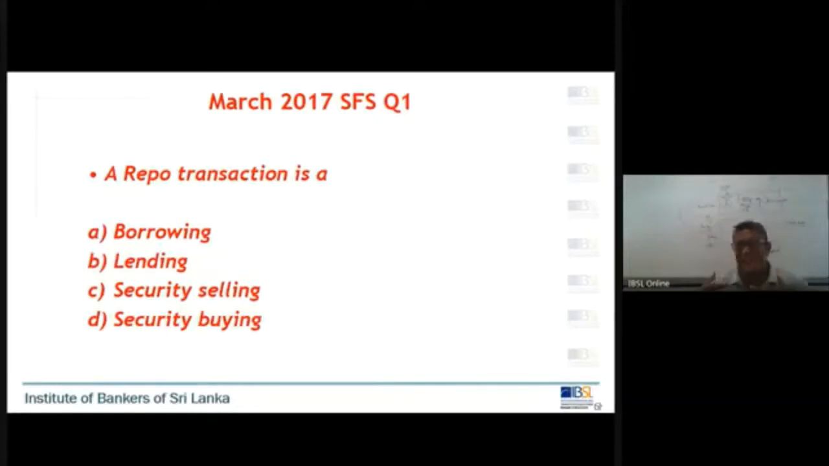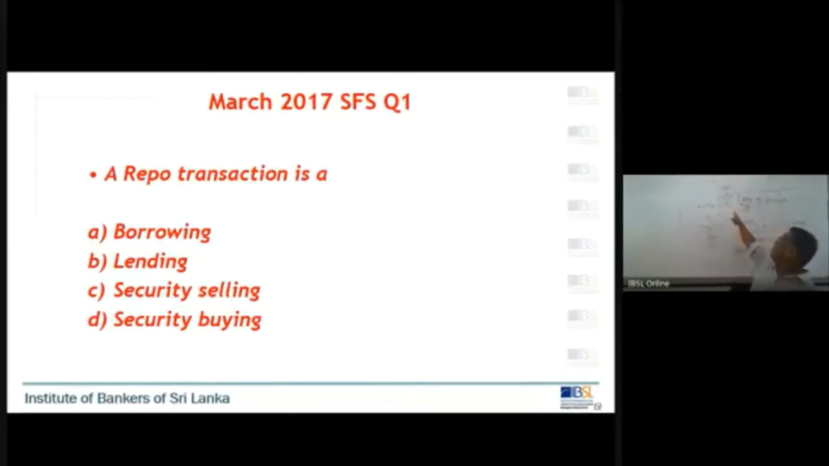That was a different transaction. Now here, what is the guarantee you are going to give? Treasury bills and bonds. If that is the case, we call it a repo transaction. Right. What's the answer for this? A repo transaction is a what? The borrowing, we can tell you.